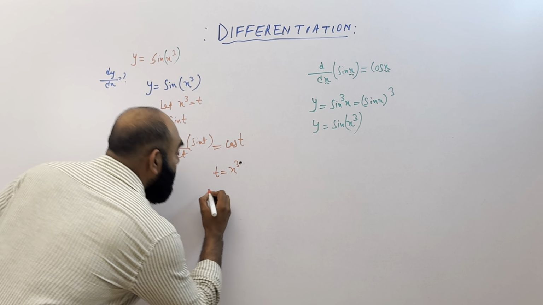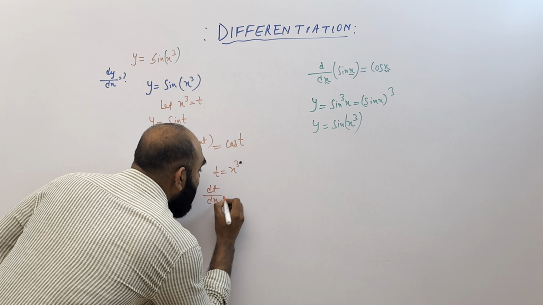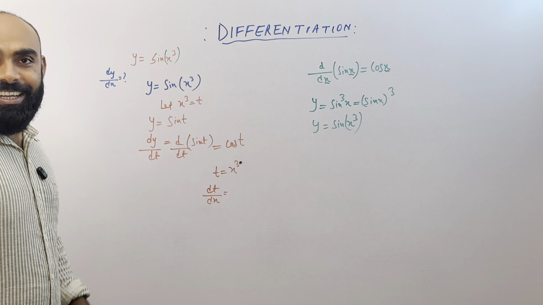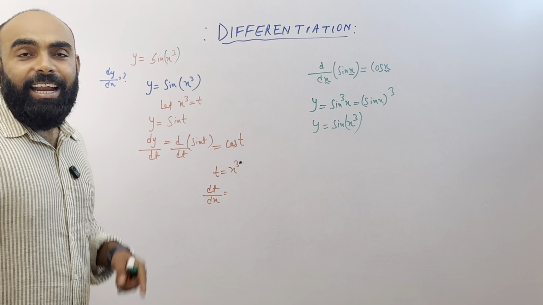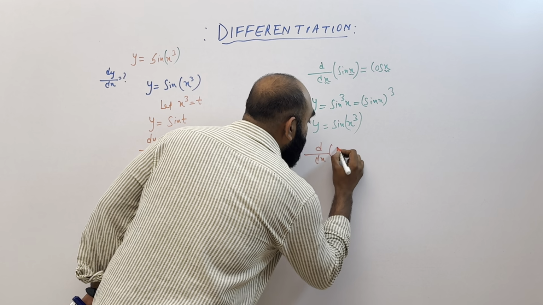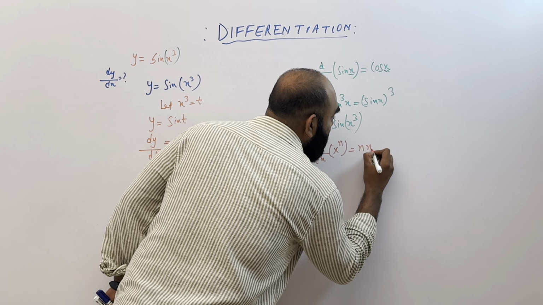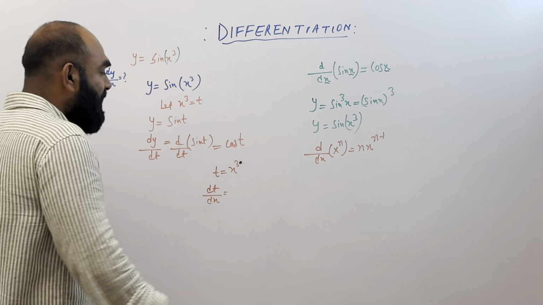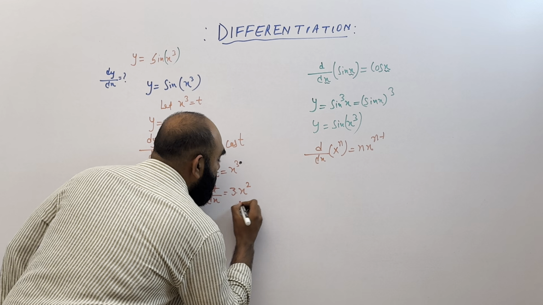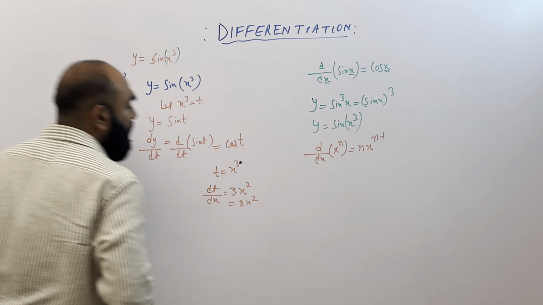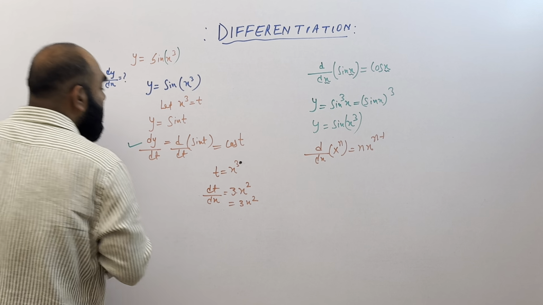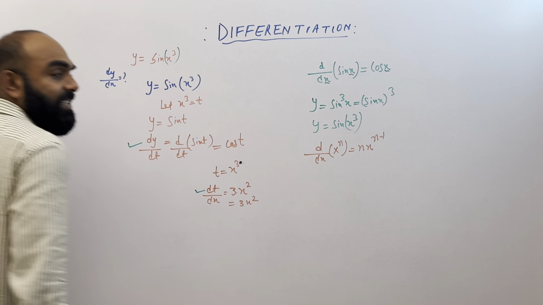Okay, very good. Now dt by dx. What is this form? X to the power n, here n is 3. So d by dx of x to the power n is n into x to the power n minus 1. So n is 3, 3 minus 1 is 2. So it will be 3x square. So I got dy by dt, and I got dt by dx.